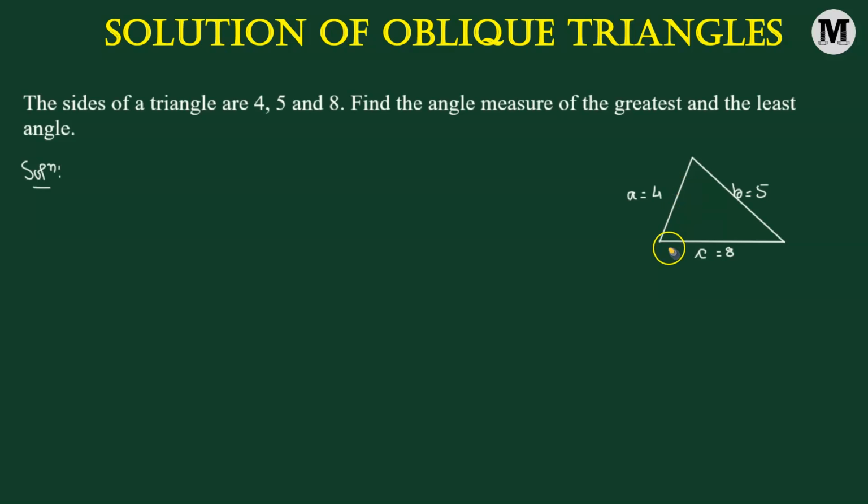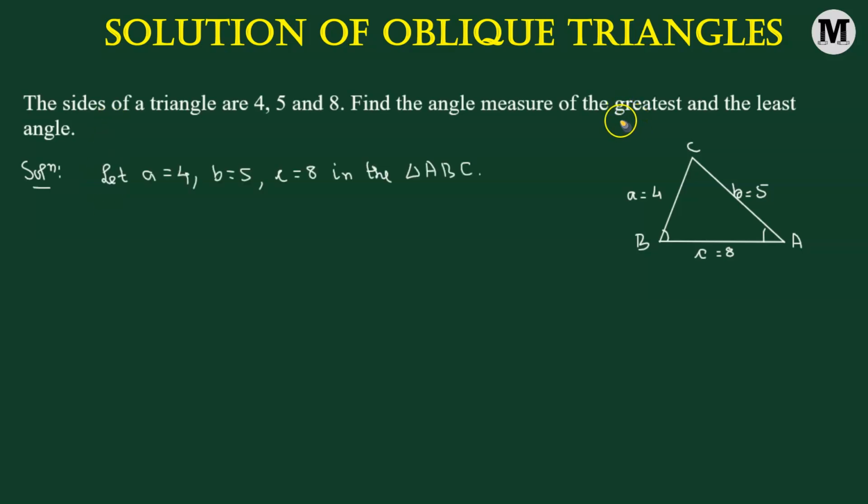Now let's also define the angles of the triangle. The angle opposite to side a equals 4 units is denoted by the letter A in uppercase. Then we consider side b. The angle opposite to that side is denoted by B in uppercase, and the remaining vertex is denoted by C in uppercase. Okay, now let's note down whatever we have been provided with.